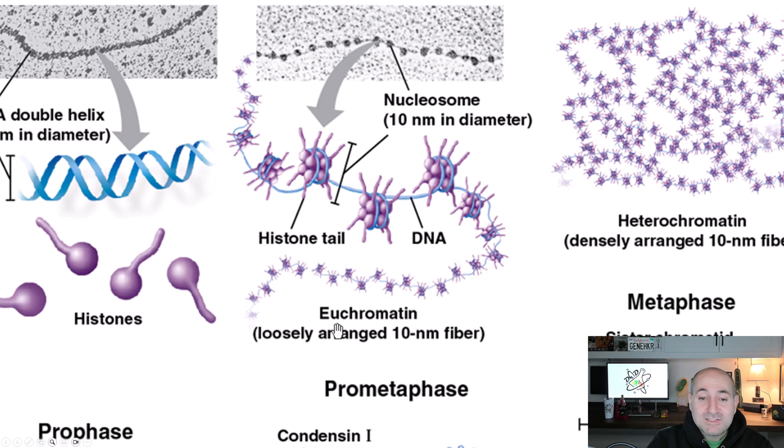Now, when I say euchromatin, euchromatin is very loosely arranged chromatin, very loosely arranged 10 nanometer fibers of chromatin, like this. And you can see those histone tails poking out the sides. Those histone tails can actually be modified to turn genes on and off. Isn't that neat?